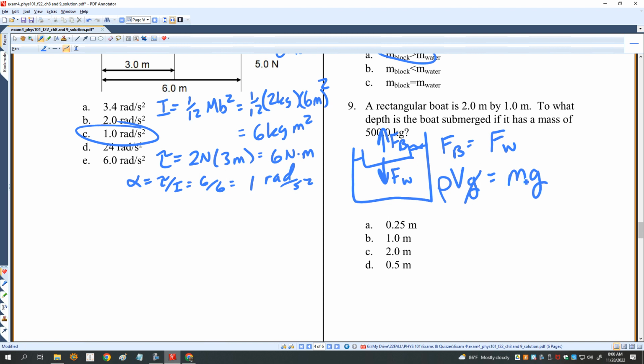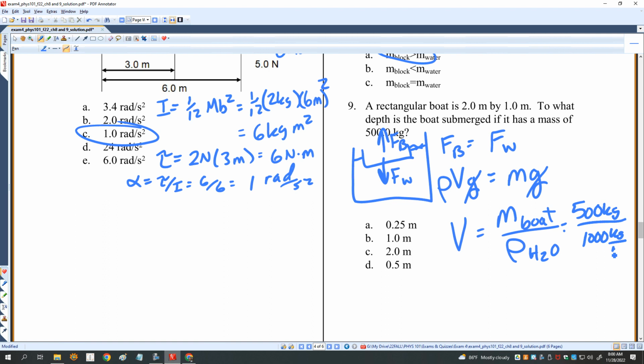The g's cancel. The volume that is displaced is equal to the mass of the boat divided by the density of water. So that's going to be 500 kilograms over 1,000. That's the density of water. That's in your data table if you don't know it. So that's 0.5 cubic meters.